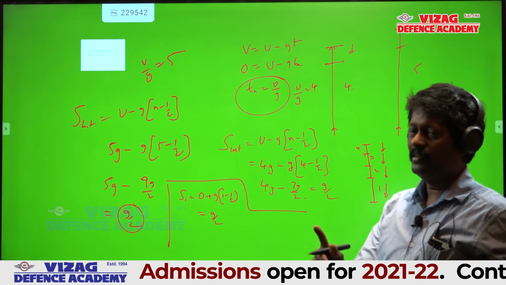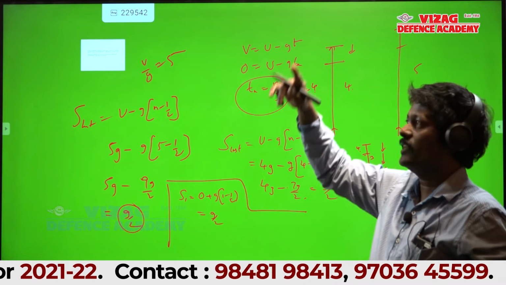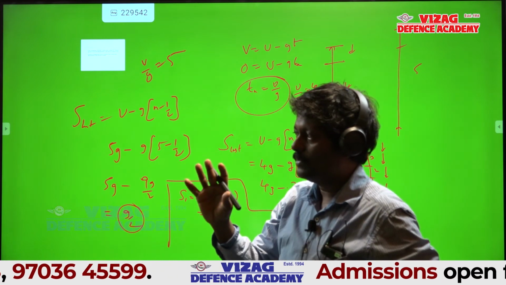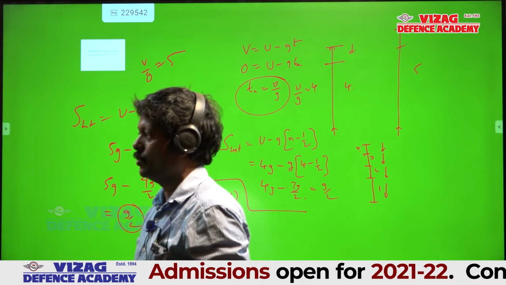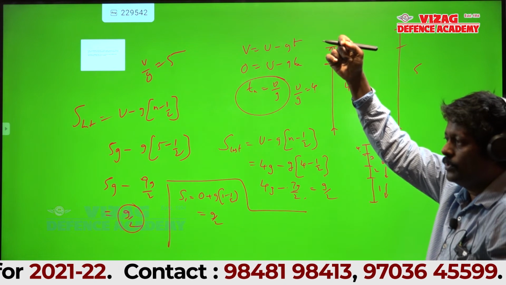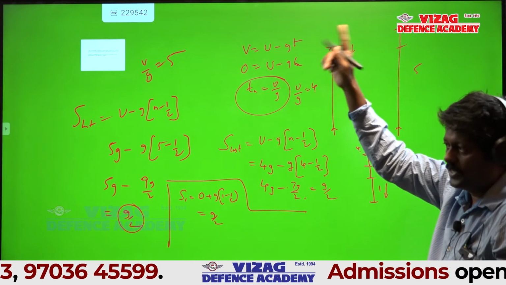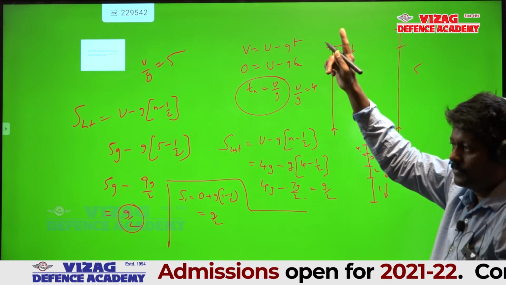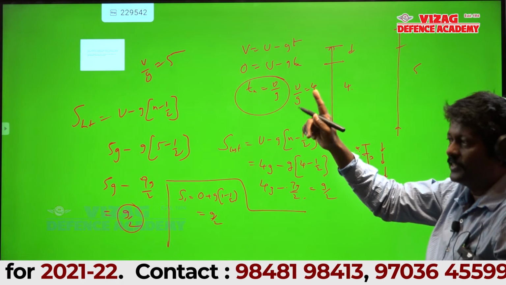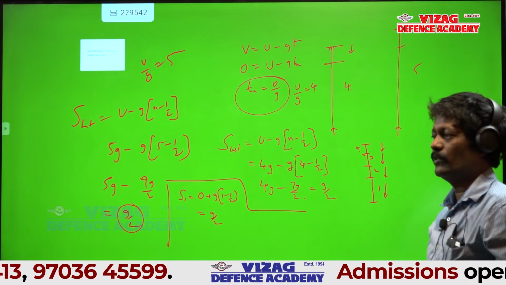So if they say in the last second of ascent it is D. If the time of ascent is 4, in the last second it is D. If the time of ascent is 5, in the last second it is D. If the time of ascent is 6, the last second is D. If the time of ascent is 10, in the last second it is D. D is nothing but 4.9 meters.